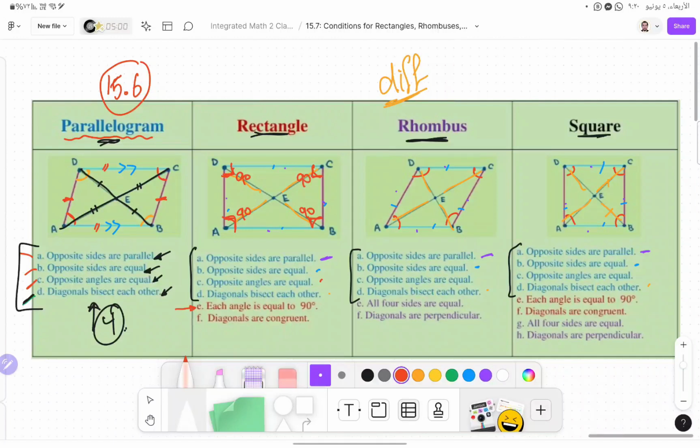And diagonals, let me change the color. Let me do it in the purple one. And the diagonals are congruent. So from B to A, let's say, is equal to 10. So from C to A should also equal 10. So this is what you can use to differentiate the rectangle.